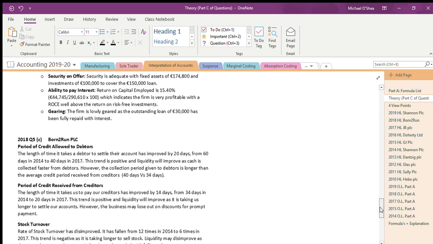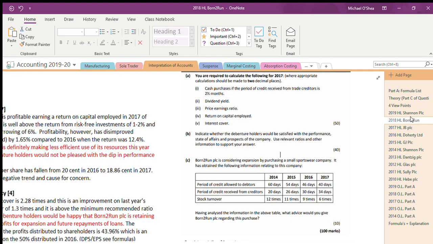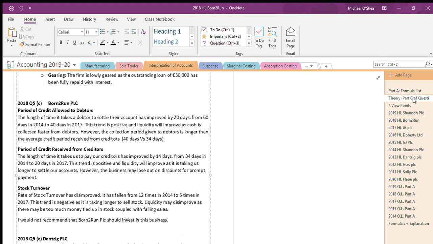So we can see here that the period, this is 2018, period of credit allowed to debtors, as I said earlier, is how long it takes for debtors to pay us. So the trend is good. It's gone down. Liquidity will improve as we are receiving cash faster. However, the collection period to debtors is longer than the average period received from creditors. We would have seen that in the table. It's taking us 40 days to receive money and 34 days to pay it. So ideally, we'd want that to be below the creditors, but still the trend is good.